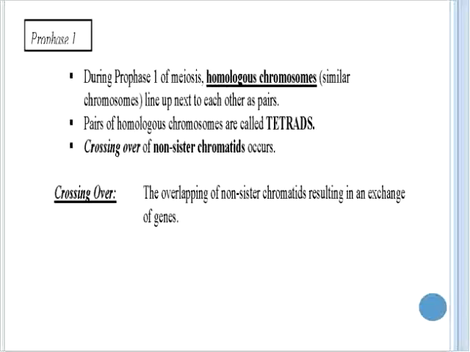The first stage of Meiosis 1 is Prophase 1. During this stage, homologous chromosomes, that being similar chromosomes, line up next to each other as pairs. These pairs are known as tetrads. And at times during this stage, during Prophase 1, a process called crossing over of non-sister chromatids will occur. When these chromatids cross over, this results in an exchange of genes. In other words, it increases variety. It increases the possibility of genetic combinations.